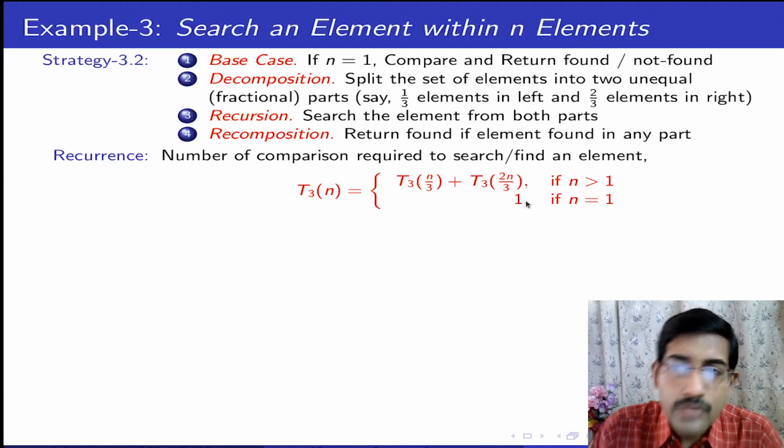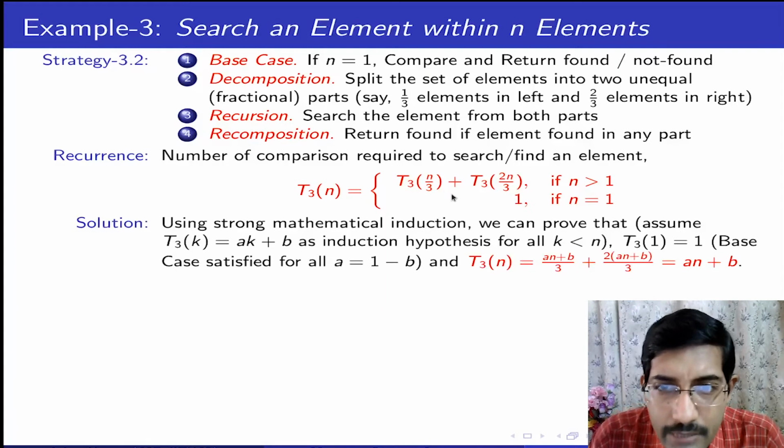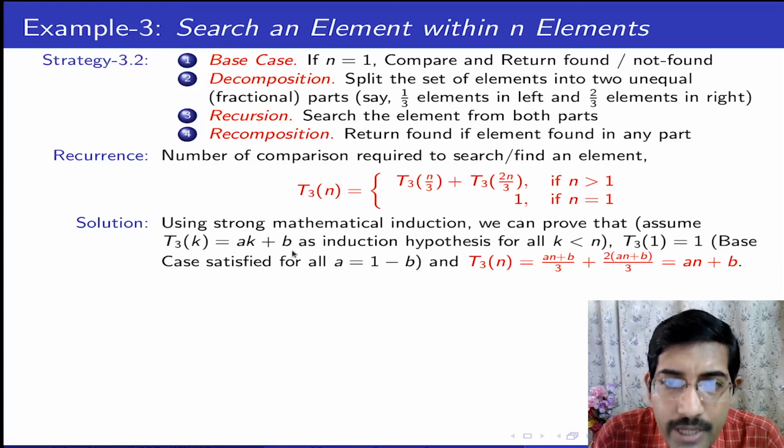And for one element, there is only one comparison. So now you can see that I can prove it by mathematical induction, by checking all k less than n values and assuming ak plus b is my answer. Then you see T(1) equals 1, because a and b are constants, you can take a equal to 1 minus b, so T(1) equal to 1 is satisfied.